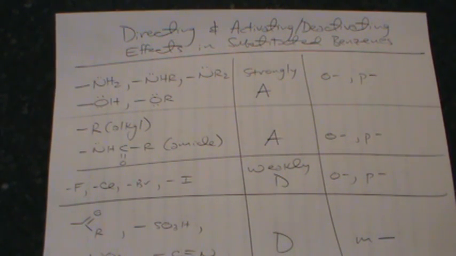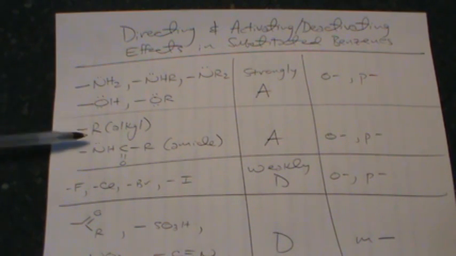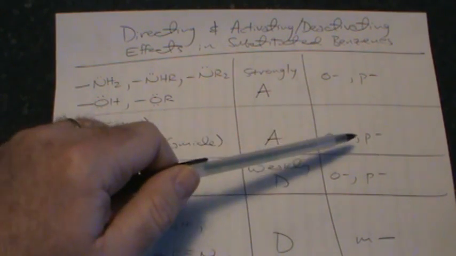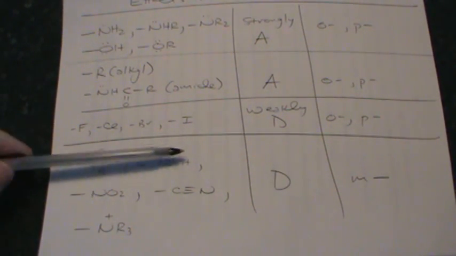So activation and deactivation have everything to do with the rates of the reactions that we see. The reactions will be faster when these groups are on board. But these ones down here, the alkyl group and the amide group, they're not strongly activating, they're just activating, but activating nonetheless, and ortho-para directors.